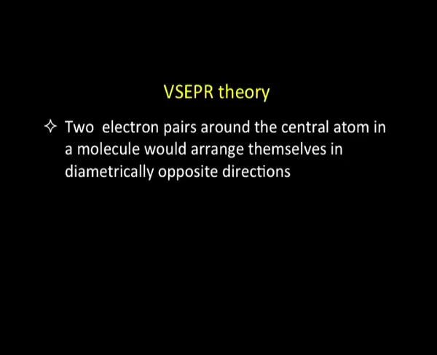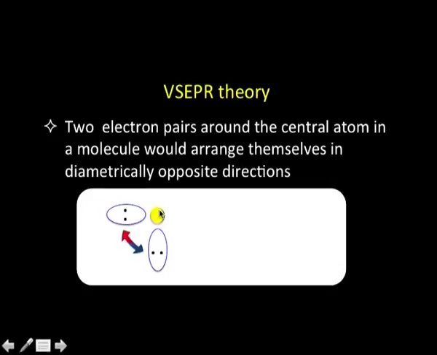Let us move further and take an example. Suppose I have a molecule such that the central atom has two electron pairs around it. Say this is the atom, and this is one electron pair, this is the second electron pair. Now, as per VSEPR theory, these two electron pairs on the central atom will repel each other in such a way that they go as far apart from each other as possible.